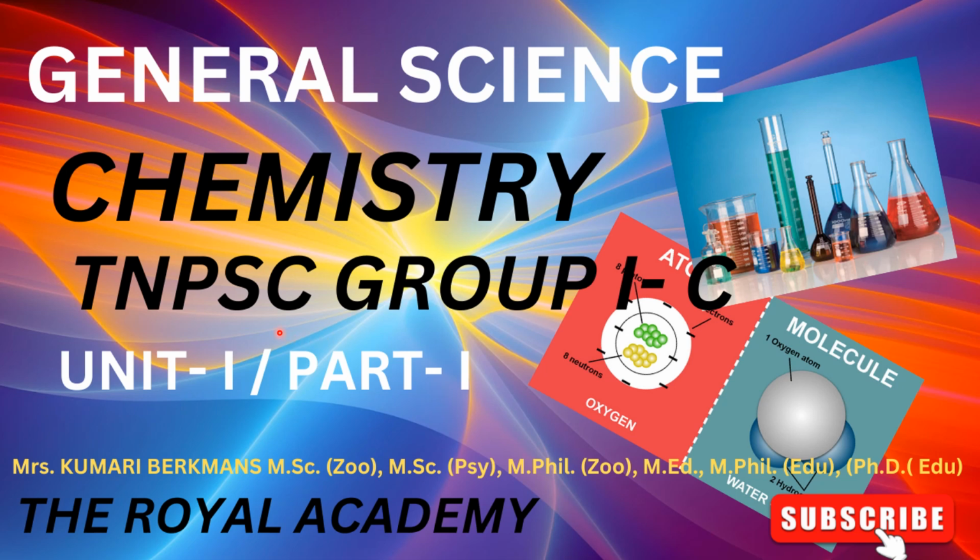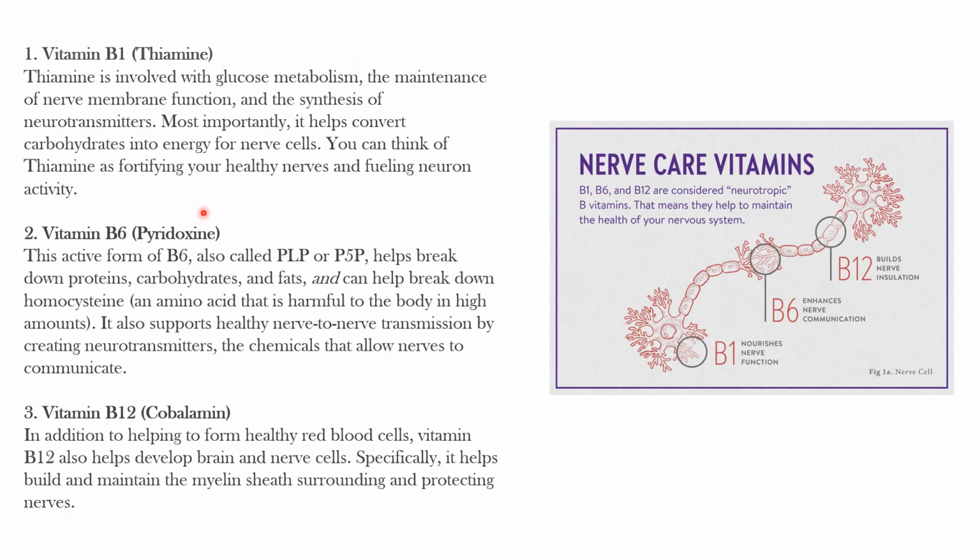In this class we are going to see the chemistry part in general science. This is a very important class. In this we are going to see about three important vitamins and their chemical names. Vitamin B1 is thiamine. Vitamin B6 is pyridoxine. Vitamin B12 is cobalamin.